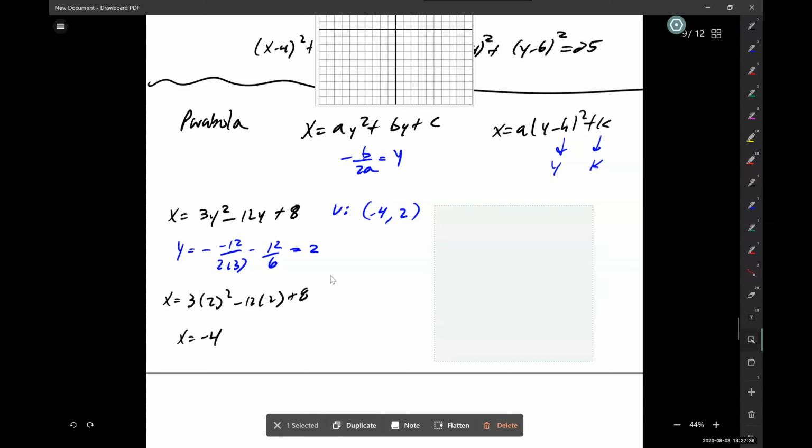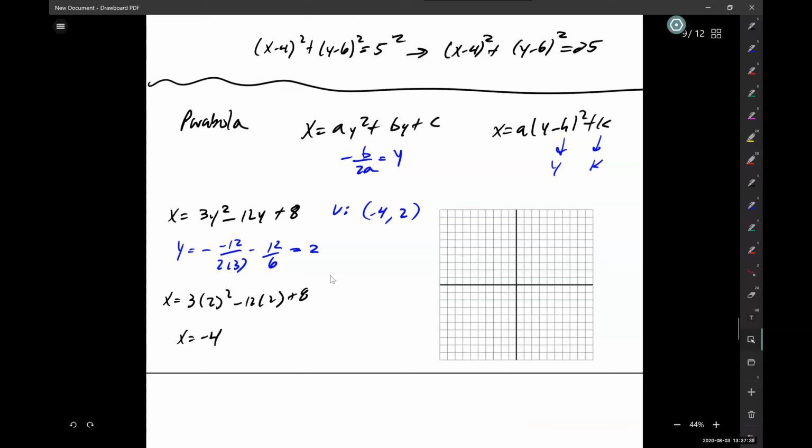All right, so plotting this on a graph. Negative 4, comma 2. Right here. Remember, we are going to have this horizontal line of symmetry because we are a horizontal parabola.